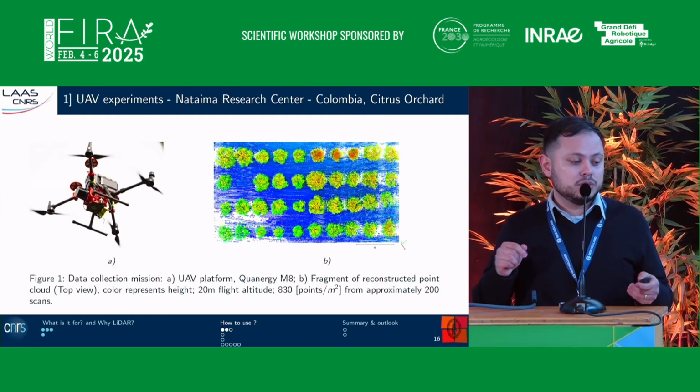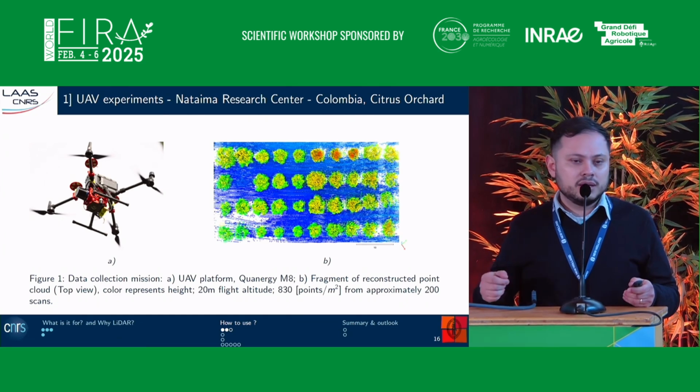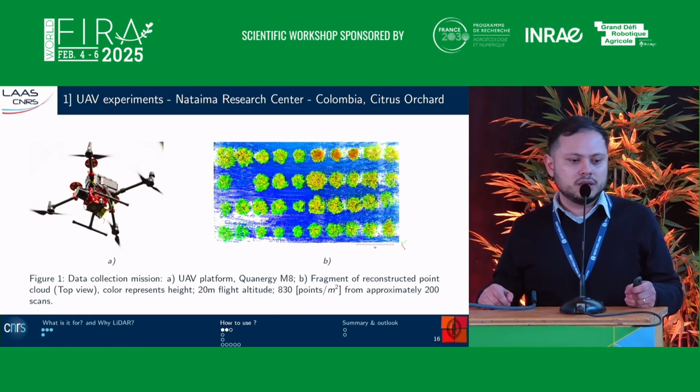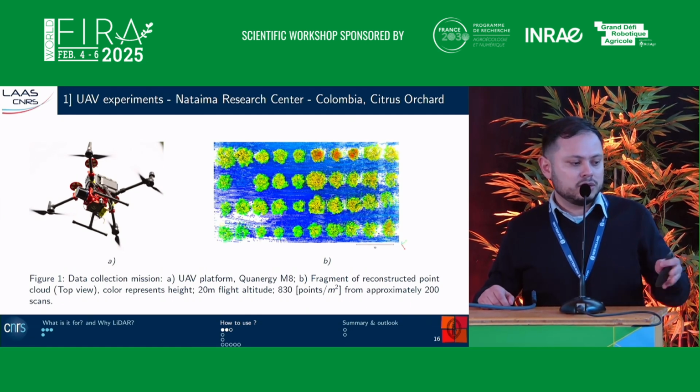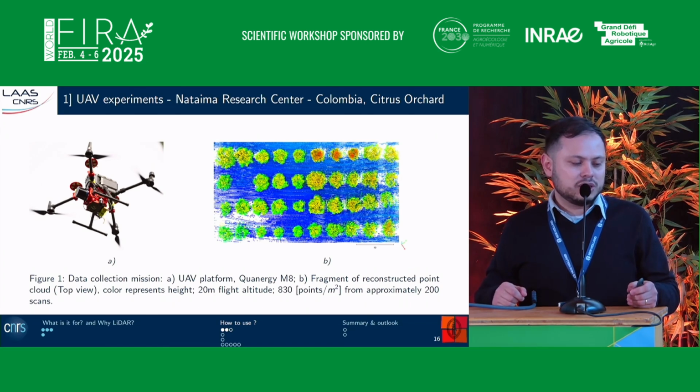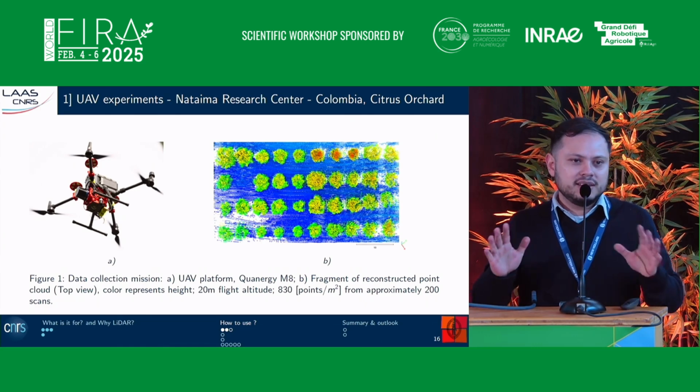So well, once we have the whole point cloud from our orchard, then we can process it with artificial intelligence methods. The first example is the first trial experiment. In this case, we are using an aerial platform. On the left side, you can see the LiDAR on board the drone. At that moment, we were using a low-resolution LiDAR, a QuanergY LiDAR, in an experiment around 20 meters with respect to the ground in a citrus orchard in Colombia. And the result at that moment was around 800 points per square meter. It's not too bad, from aligning approximately 200 scans.